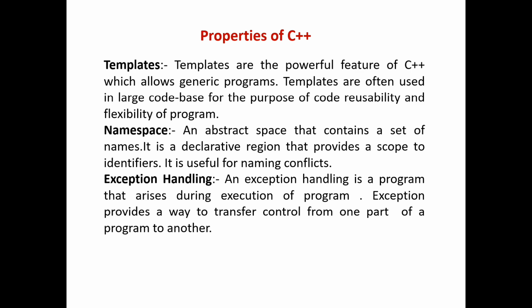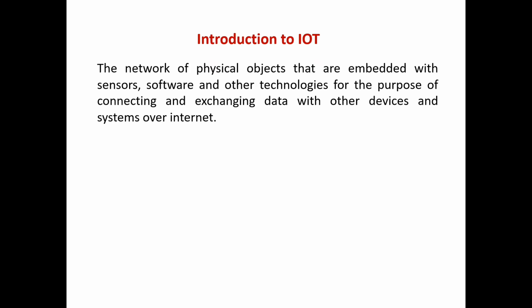Properties of C++ language. Templates. Templates are a powerful feature of C++ which allows generic programs. Namespace. A namespace is an abstract space that contains a set of names; it is a declarative region that provides a scope to identifiers. It is useful for avoiding naming conflicts. Exception handling. An exception is a problem that arises during execution of a program. Exceptions provide a way to transfer control from one part of a program to another.